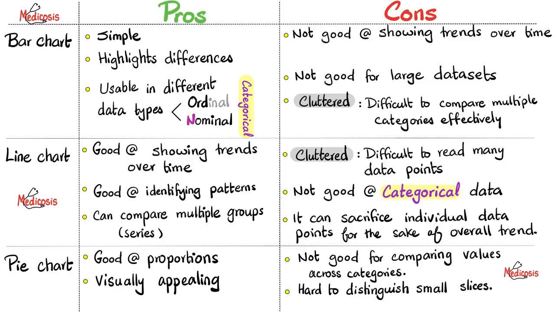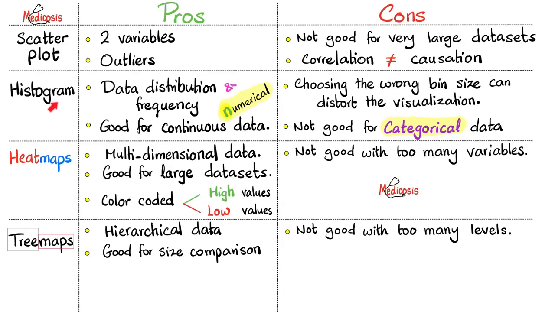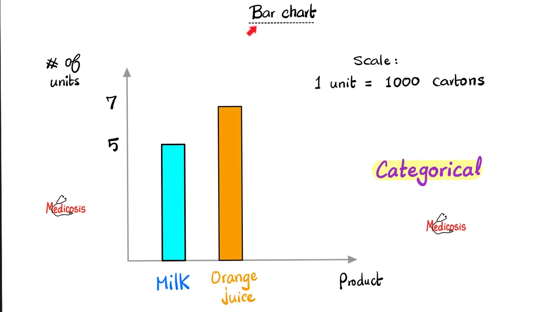Today we'll talk about the bar chart, line chart, pie chart, the scatter plot, the histogram, the heat maps, and the tree maps, not to be confused with tree diagrams. One has nothing to do with the other. Starting with number 1, the bar chart. What type of variables are we talking about? We're talking categorical variables, which means categories, not numbers.